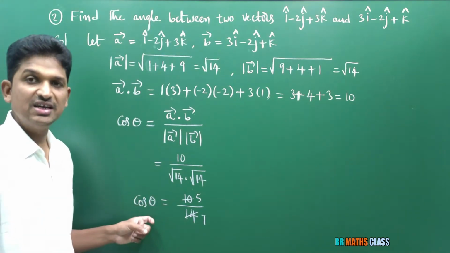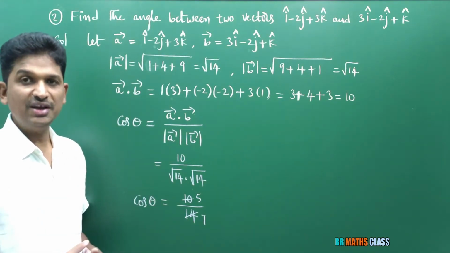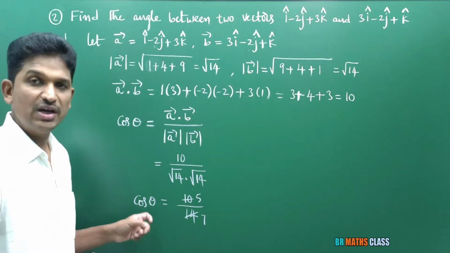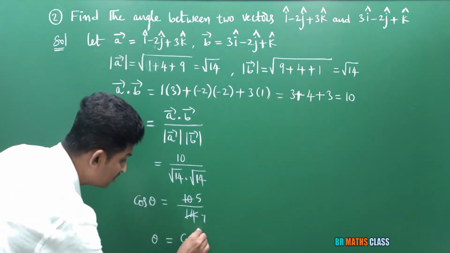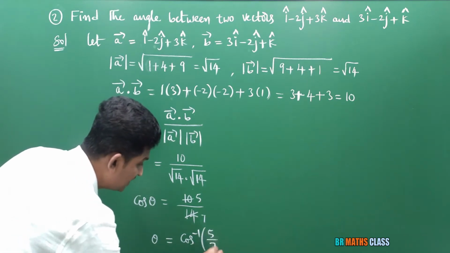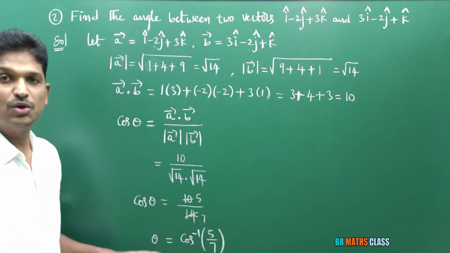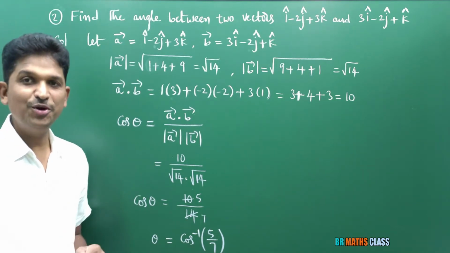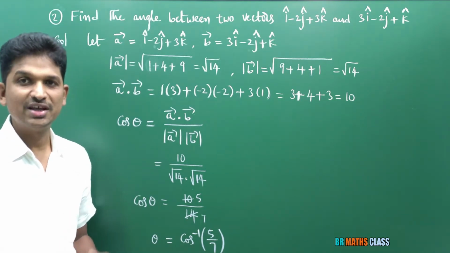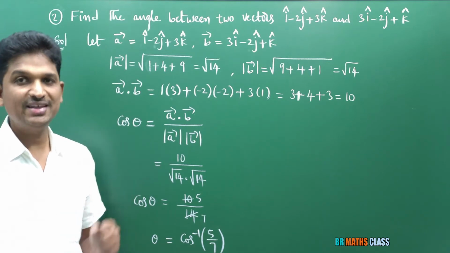Actually, what is theta here? Theta is the angle between the vectors. We want theta. You can write theta equal to cos inverse of 5 divided by 7. So I calculated the angle between the given vectors. I hope you understand this solution. Now we will move to the next question.